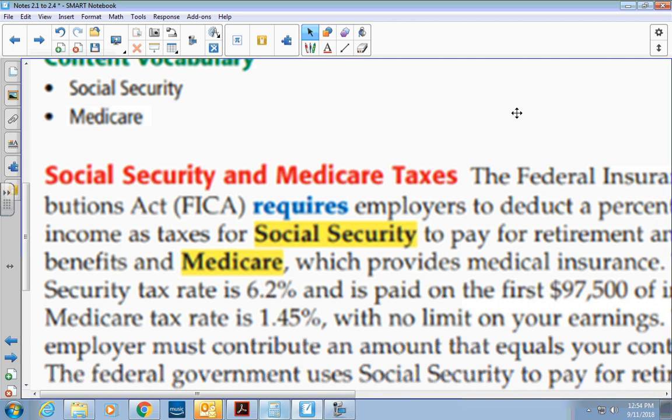Social Security is supposed to take care of you when you're an old person and can't work anymore. You get a certain amount every month in Social Security so that if you're old and can't work, you at least can eat and take care of yourself. Medicare is for old people who aren't working that need health care. So that's what Social Security and Medicare do. They take care of you when you're old.